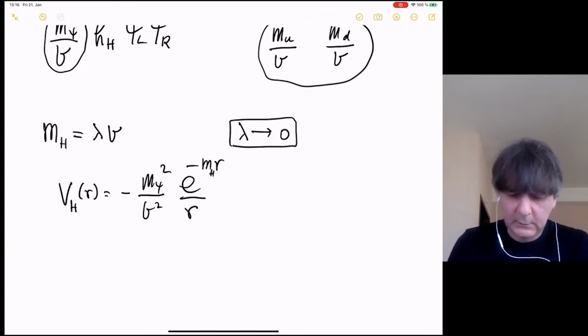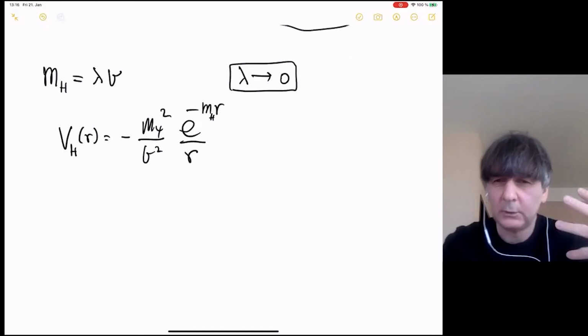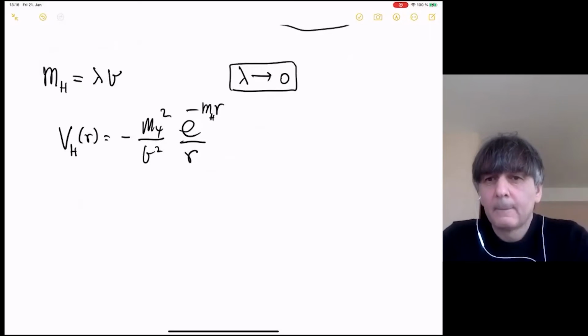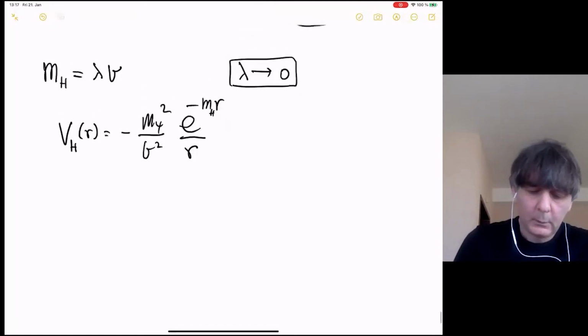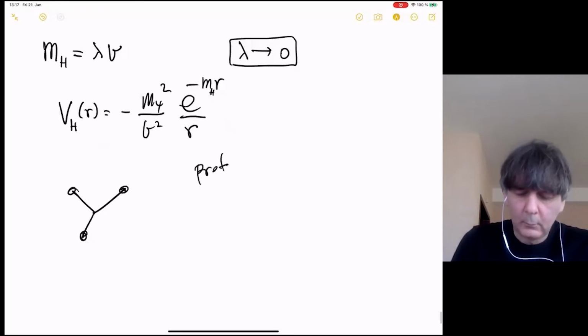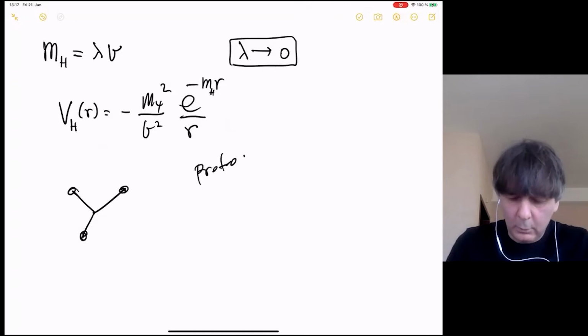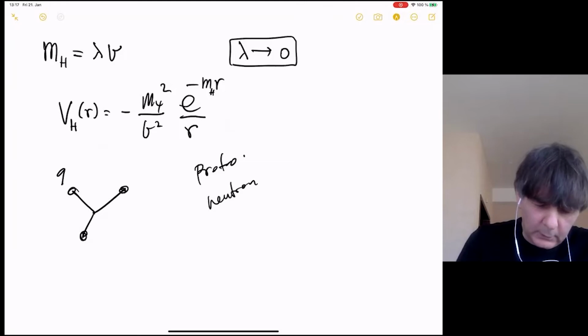Why? What is the reason? The reason is that most of the mass of macroscopic objects is quantum in nature. Why? Because, for example, the masses of the nucleons, like proton and neutron, and corresponding nuclei, they consist of three quarks, right?